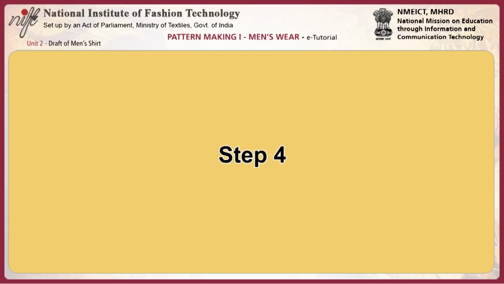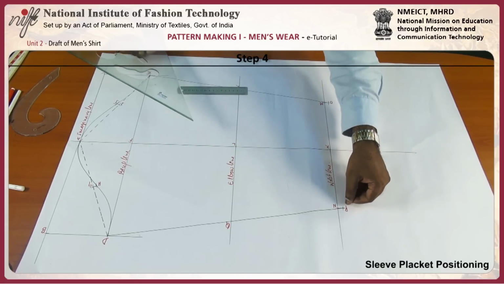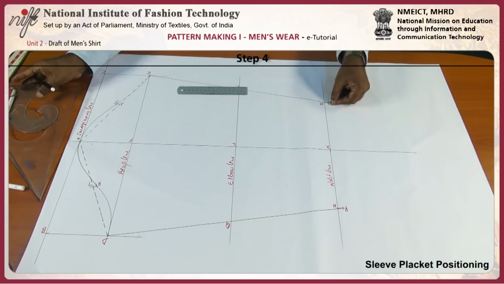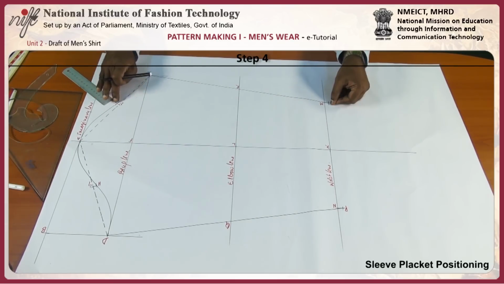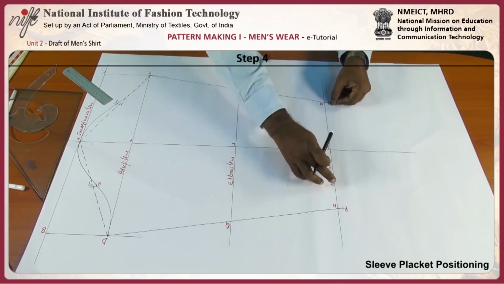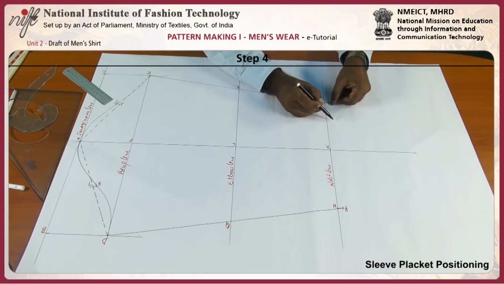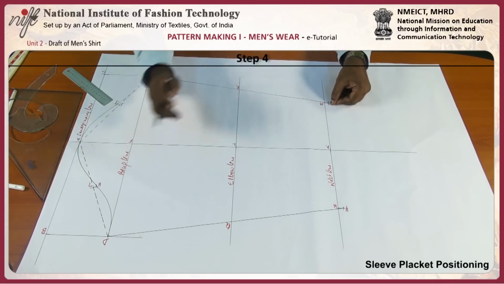Now let us proceed to step 4, where we are going to place wrist line curve, placement of sleeve placket and pleats. The wrist line curve will be different because the back sleeve is longer than the front sleeve. Back sleeve will be longer than the front sleeve.